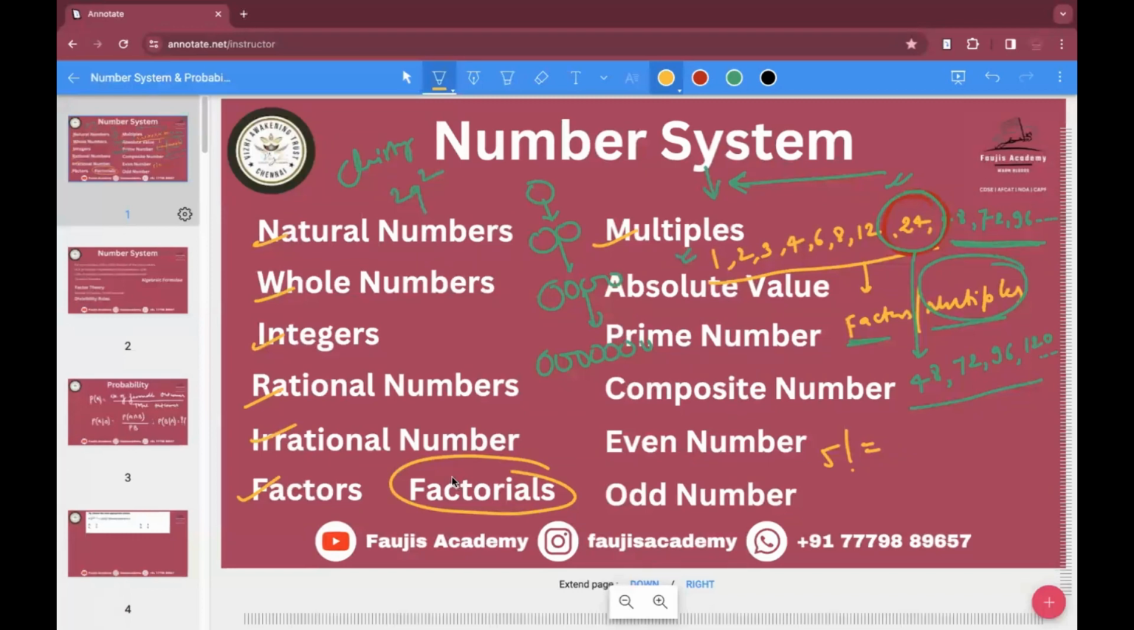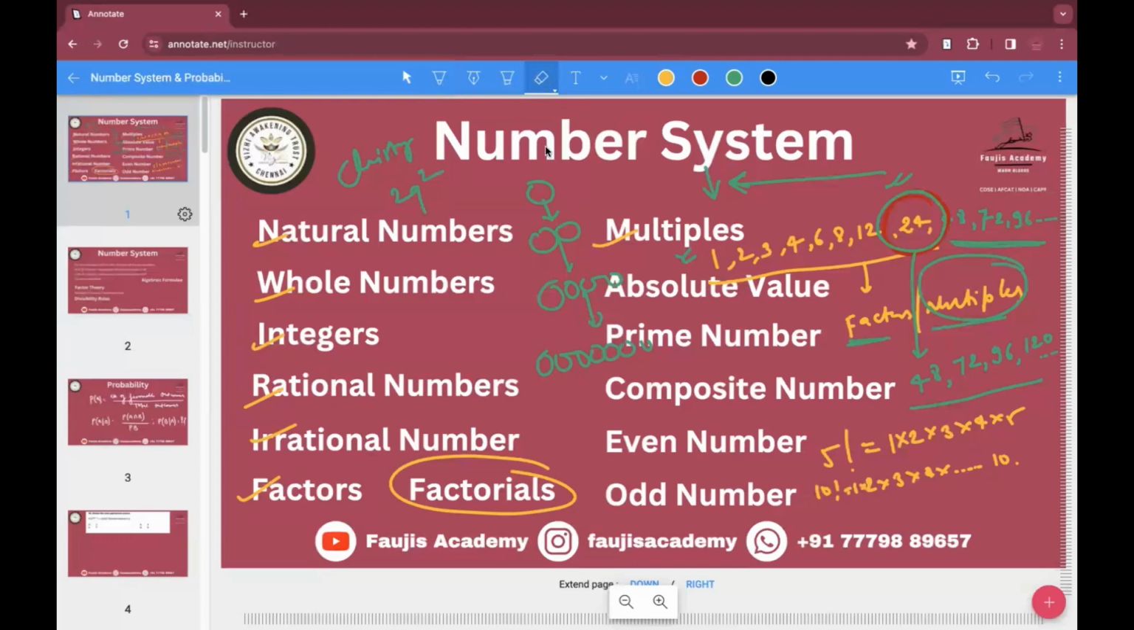Sir, I don't know, sir. Okay, thank you so much. So factorial means multiplication of natural numbers up till that natural number. So when I write 5 factorial, it means 1, 2, 3, 4, 5, right? When I write 10 factorial, it means 1, 2, 3, 4, up till 10, right?